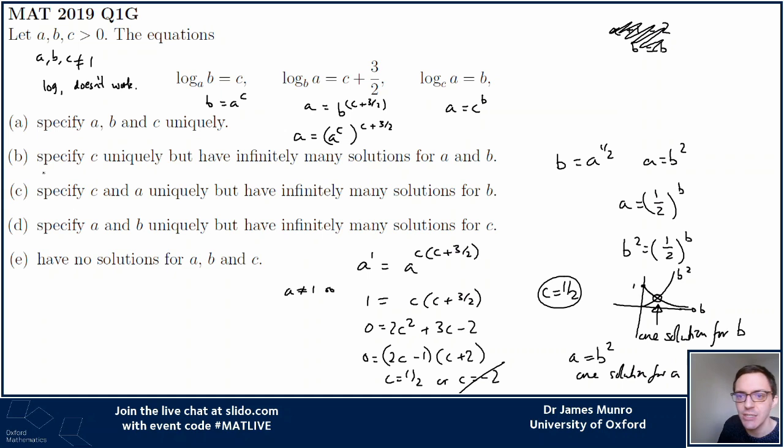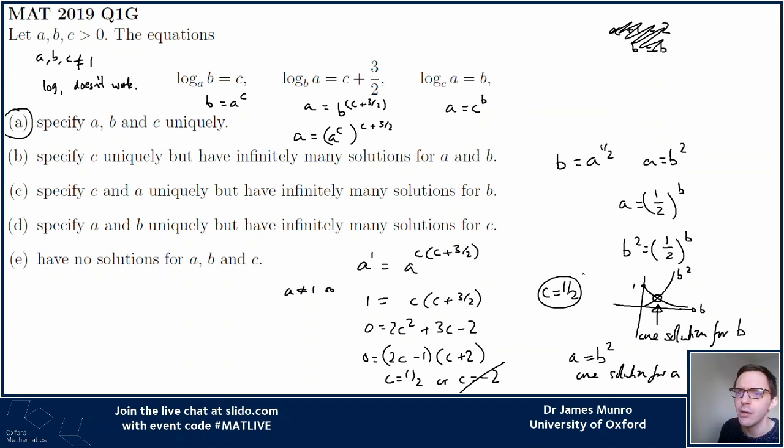So overall, this has a unique solution. This specifies a, b, and c uniquely. I know the value of c. I don't know the exact value of b and a, but I know it's unique. Just like in question 1a, I didn't know the exact value, but I could see that it was unique. Let's talk about log 1 a little bit more.